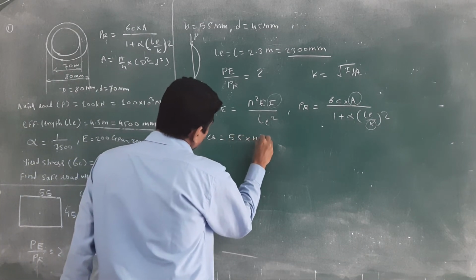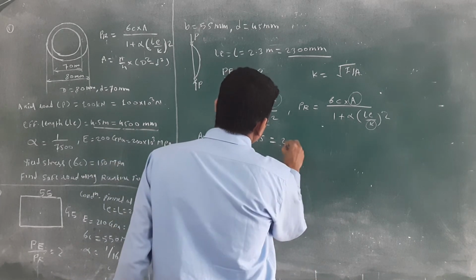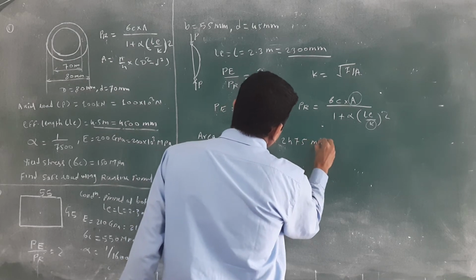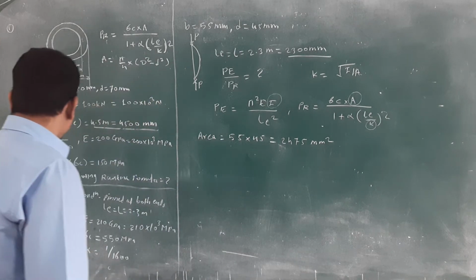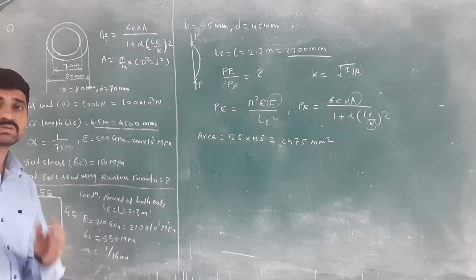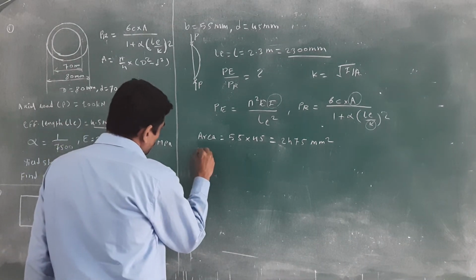55 by 45. If you have calculated 55 by 45, then you will get 2475 mm square. Okay. Then next we want to calculate the I value. This is the rectangular portion. Remember that we require the I, which means the least moment of inertia.